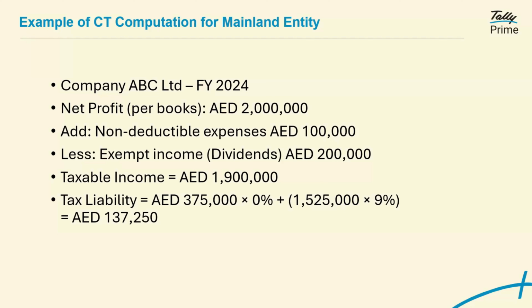So as we all know, the government says up to 3 lakh 75,000, there will be 0% of corporate tax. So again, from 19 lakhs, you'll reduce 3 lakh 75,000. That leaves us with 15 lakh 25,000, on which the 9% is 1 lakh 37,250. So for a company who made around 20 lakhs net profit as per the P&L, the tax liability for corporate tax becomes 1 lakh 37 as per the basic example that you have just run through, right?